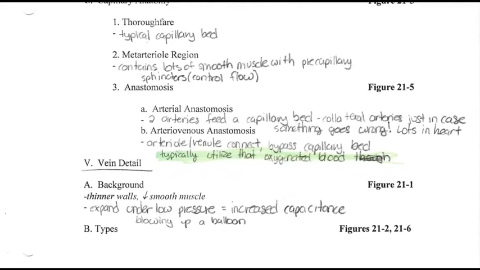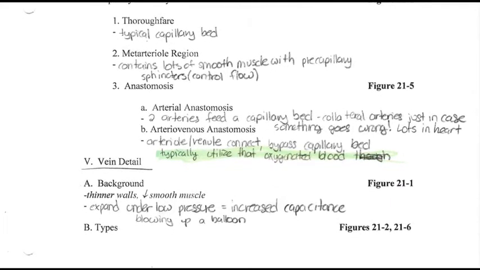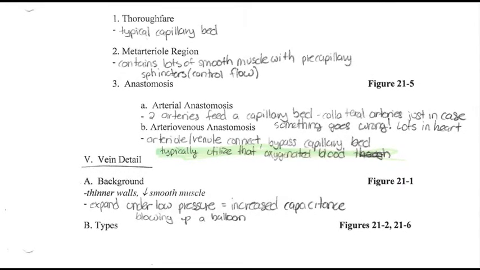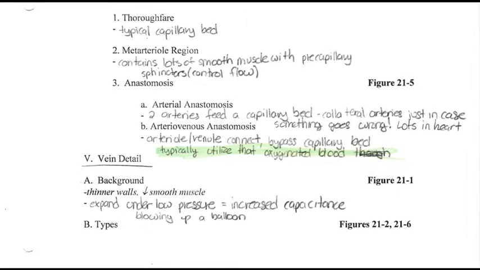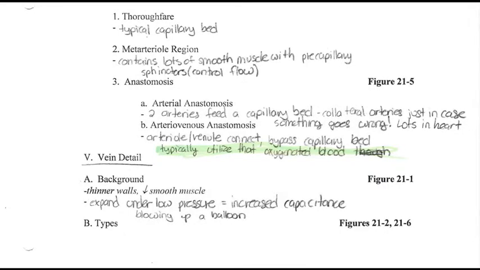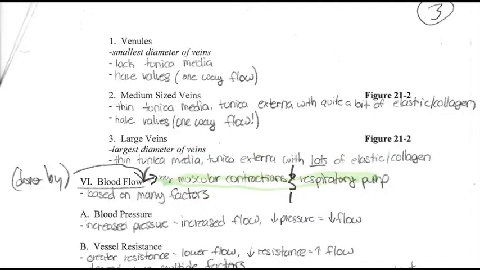Vein detail. Veins have thinner walls and less smooth muscle. They expand under low pressure, meaning that they have increased capacitance. Page 3. Types of veins.